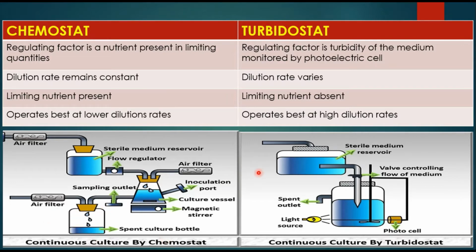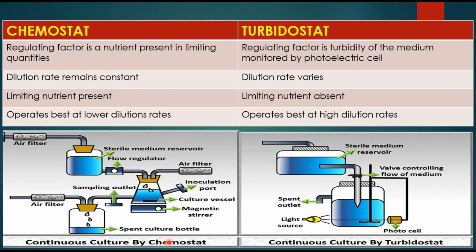As I told you, there are two types of continuous culture systems that are commonly in use: one is the chemostat and the second one is the turbidostat. So let's have a glance at what the chemostat and the turbidostat are, by which you will know about the differences between these two.